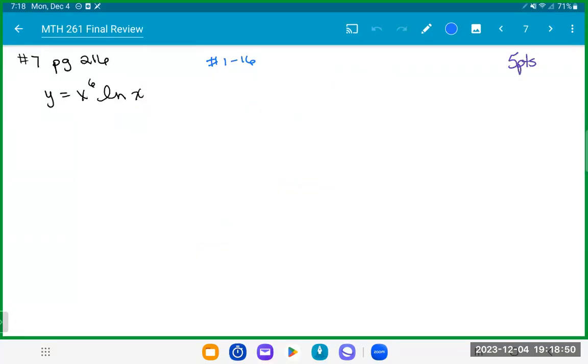Okay, number 7 on page 216 is another type of problem. So we look at it here. Our f function is going to be x to the 6, and our g function is ln of x. So when I take the derivative of each of these, I get 6x to the 5, and I get 1 over x.